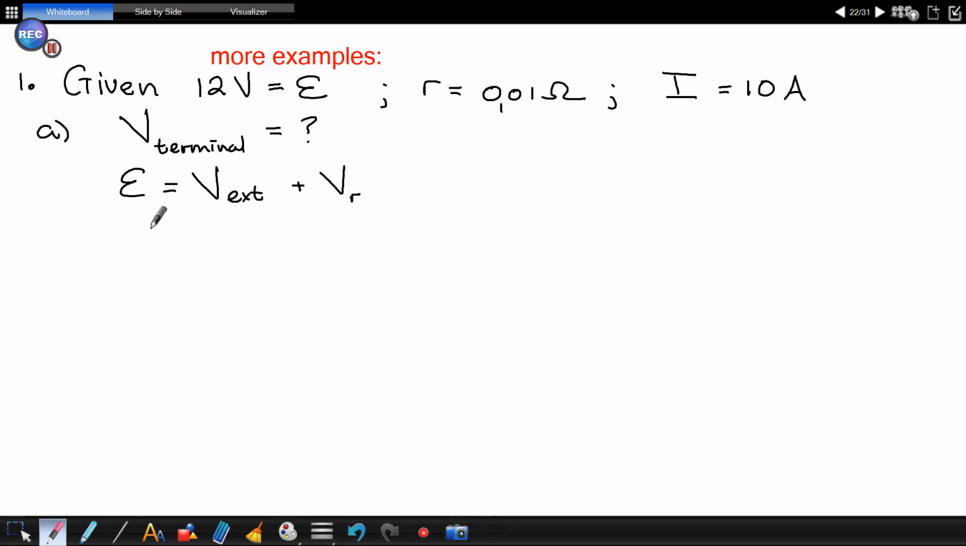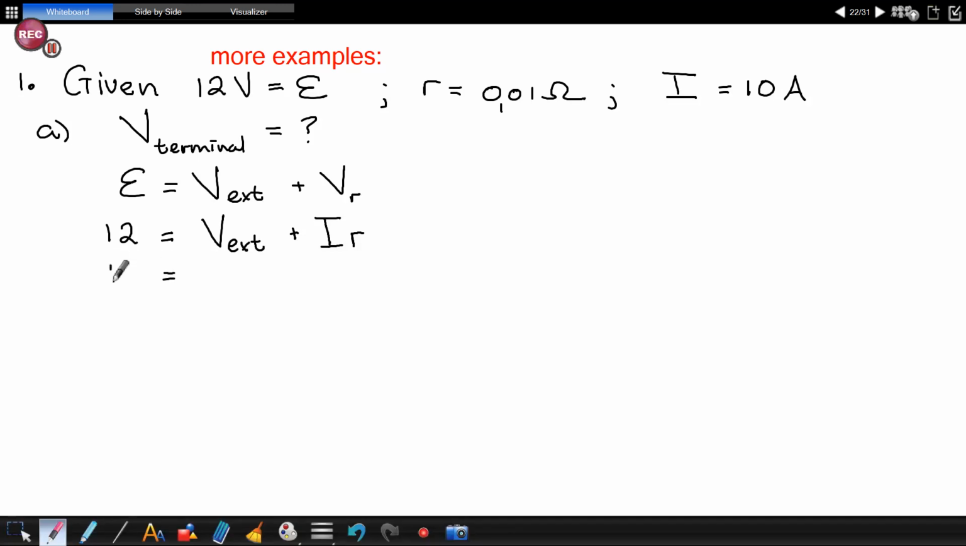Okay, so do we have the EMF? Yes, it's 12. Do we have the V external? No, we don't have the V external. Can I get the VR? Yes, by calculating the lost volts of the battery, by taking the total current and multiplying it by the internal resistance. Sorry for taking more steps now.